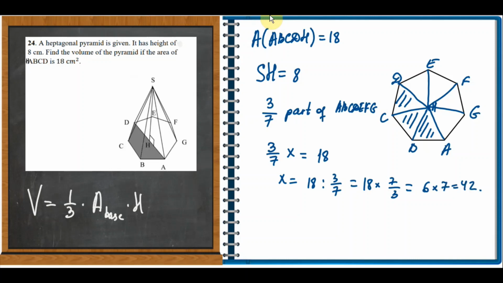We already found the area. Now we don't have any difficulties finding the volume. The area of the base is 42, times the height. Height was 8, so let's find 42 divided by 3, which is 14, right? Multiply by 8, it's going to be 112. So the correct answer is 112.